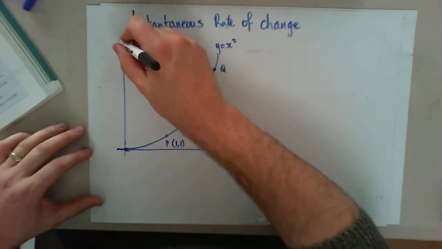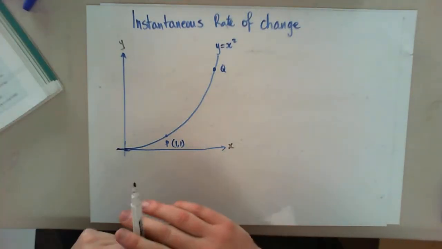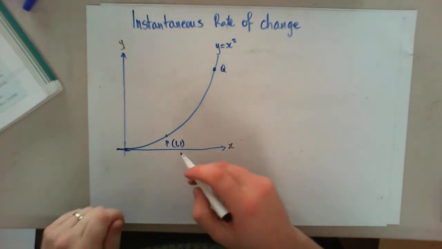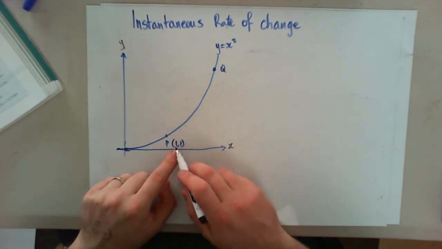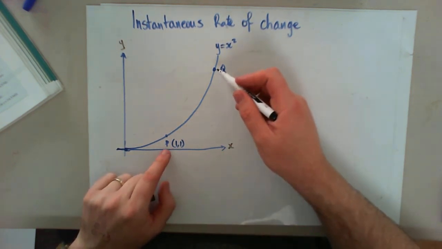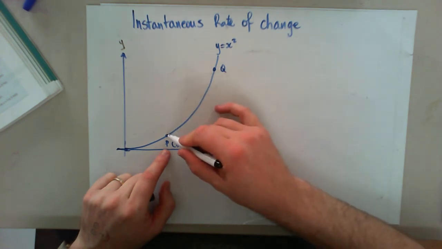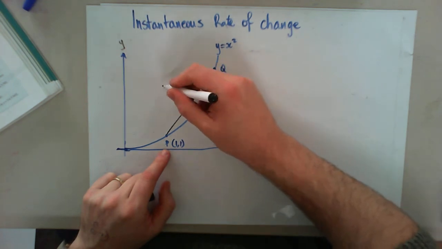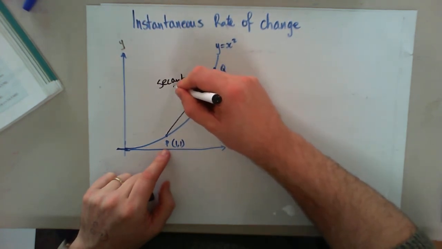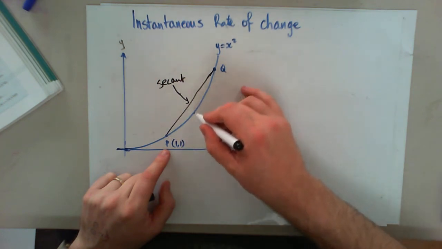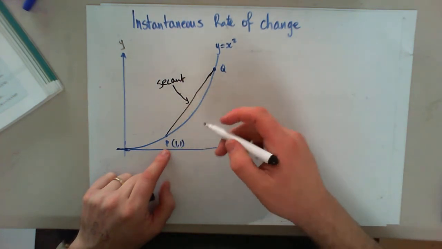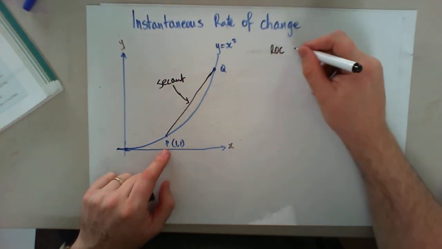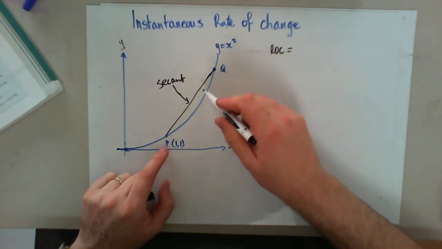So we've got a function here that's y equals x squared. So just a nice quadratic. We've got a point here that's point P, and it's the point 1, 1. And we've got this other point Q. If I draw a line between the two, this line here is called a secant line, and this part of the curve in between is called a chord. What we want for our average rate of change between P and Q is the gradient of this line.